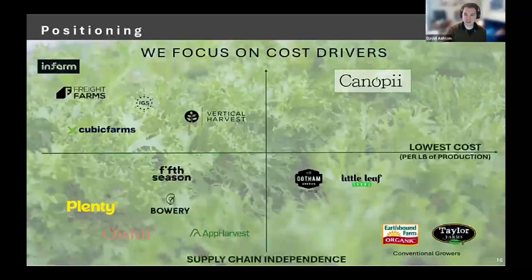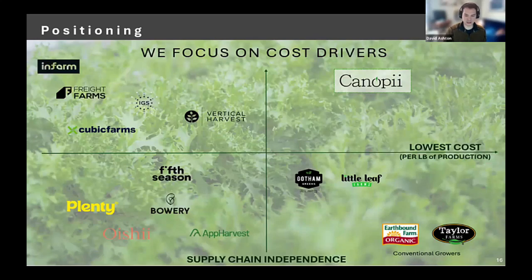And so our positioning here is we focus on two main axes. One is lower cost of production, so energy, labor, land, really the three major input costs, and then supply chain independence. So you can see we've broken out the companies in the landscape, whereas companies like Earthbound Farms and Taylor Farms are extremely difficult to compete with because their cost of production is far lower than anyone in CEA.